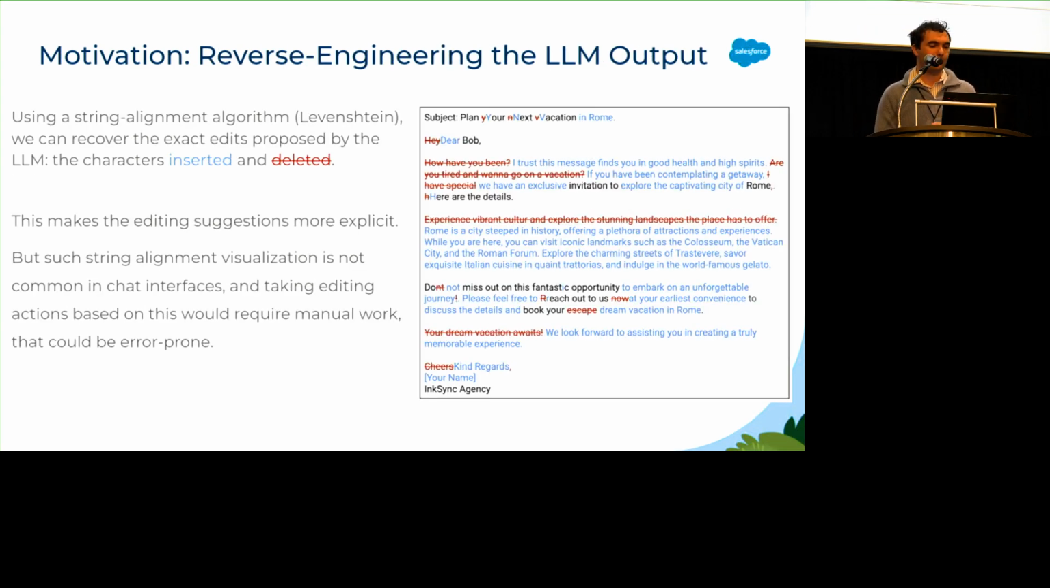And some of us here in the room are computer scientists, so maybe you're thinking, oh, I know what I can do. I can use maybe a string alignment algorithm like Levenshtein to reverse engineer, okay, what did the LLM do, right? And you can see here I kind of did it manually, and you can see, oh, it capitalized the title, and it switched hey to dear, etc., right?